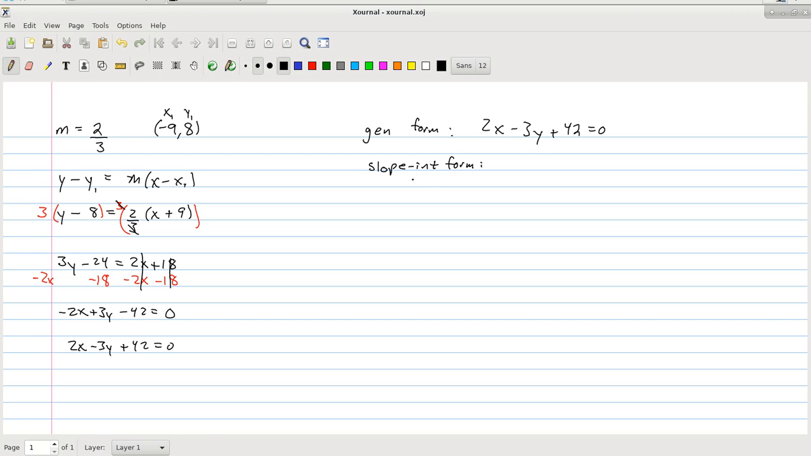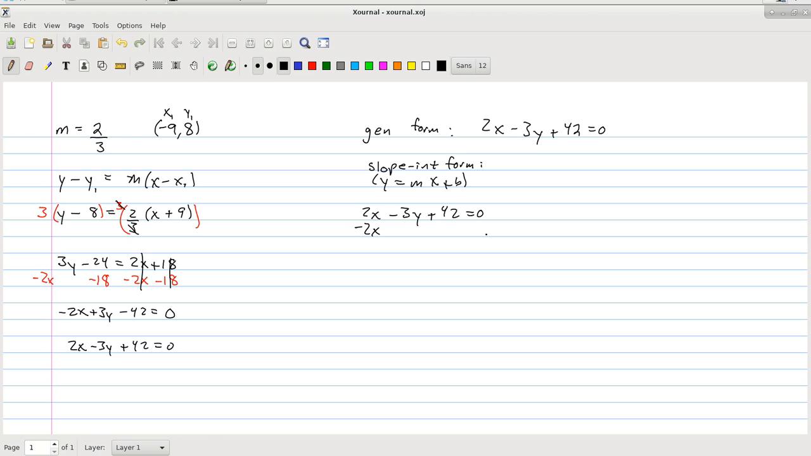Next, we need slope-intercept form. This is where we have y by itself. Now we can take any of the previous versions that we had. Let's just take our final stopping point in general form and modify this. So this is 2x minus 3y plus 42 equals 0. Remember, slope-intercept form, we need to get y by itself. This is the form y equals mx plus b. So we need to solve for y.